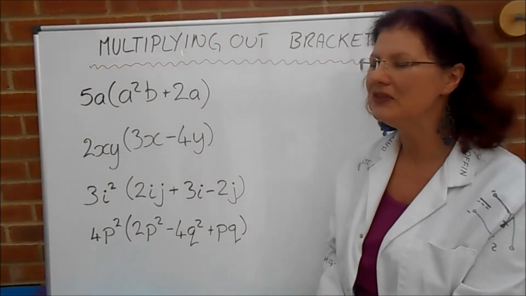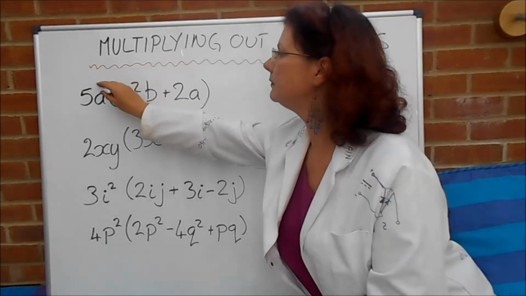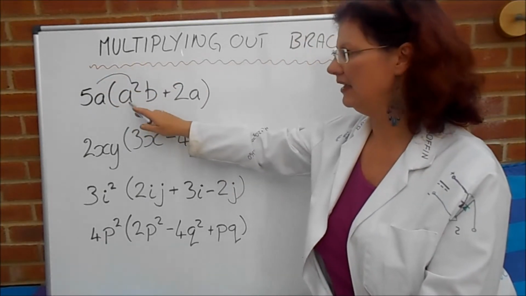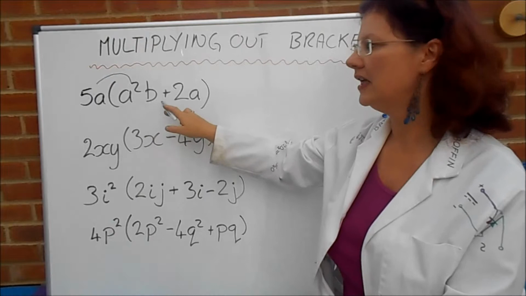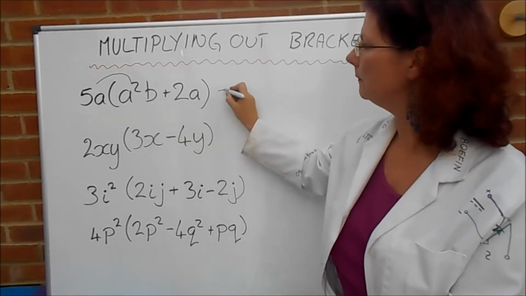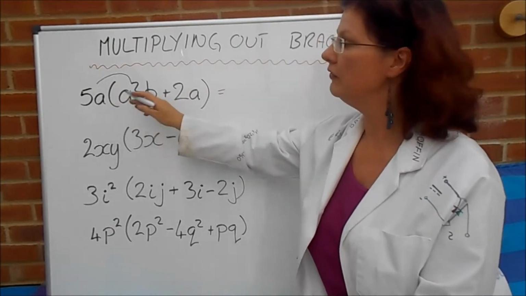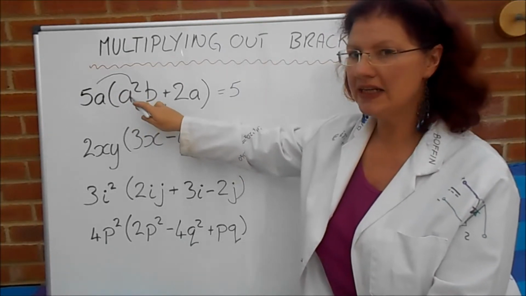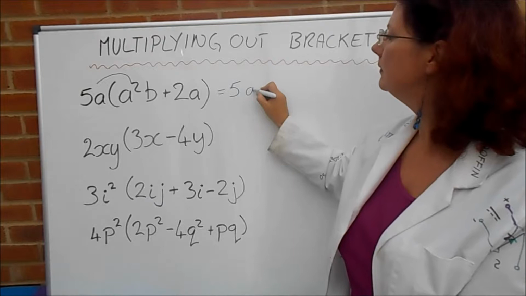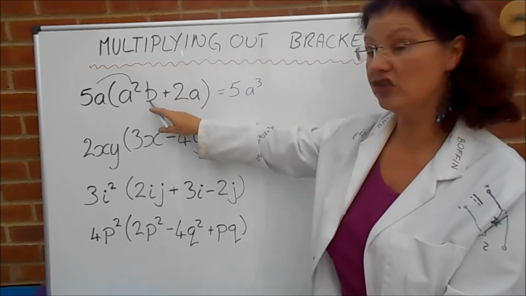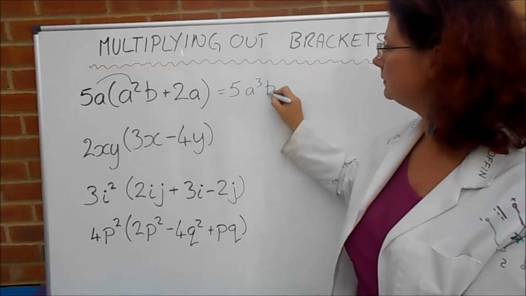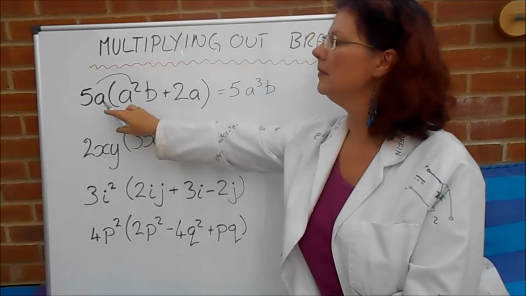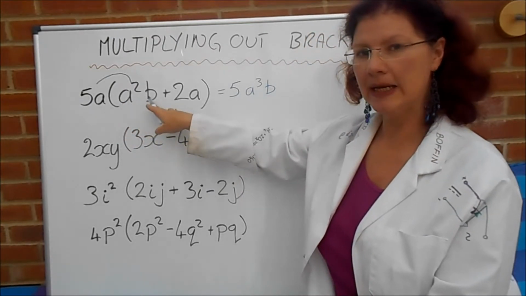Right, let's see if you got those. For the first one, we've got 5 times a times a times a times b. So numbers first. That's just a 1 in there. So 5 times 1 is 5. For the a's, we've got a times a times a. So that's a cubed. And then that's just a b on its own. So that's 5 times a cubed times b.